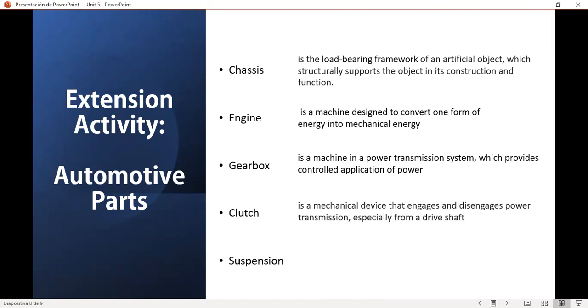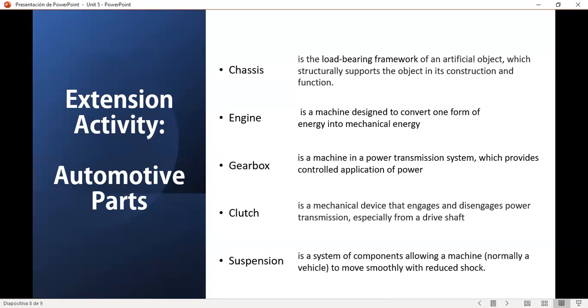And the last one in here is suspension. Suspension is necessary to absorb vibrations in the structure of the car. Maybe it can be components with gas or air, like that. The book says that it's a system of components allowing a machine, normally a vehicle, to move smoothly with reduced shock.